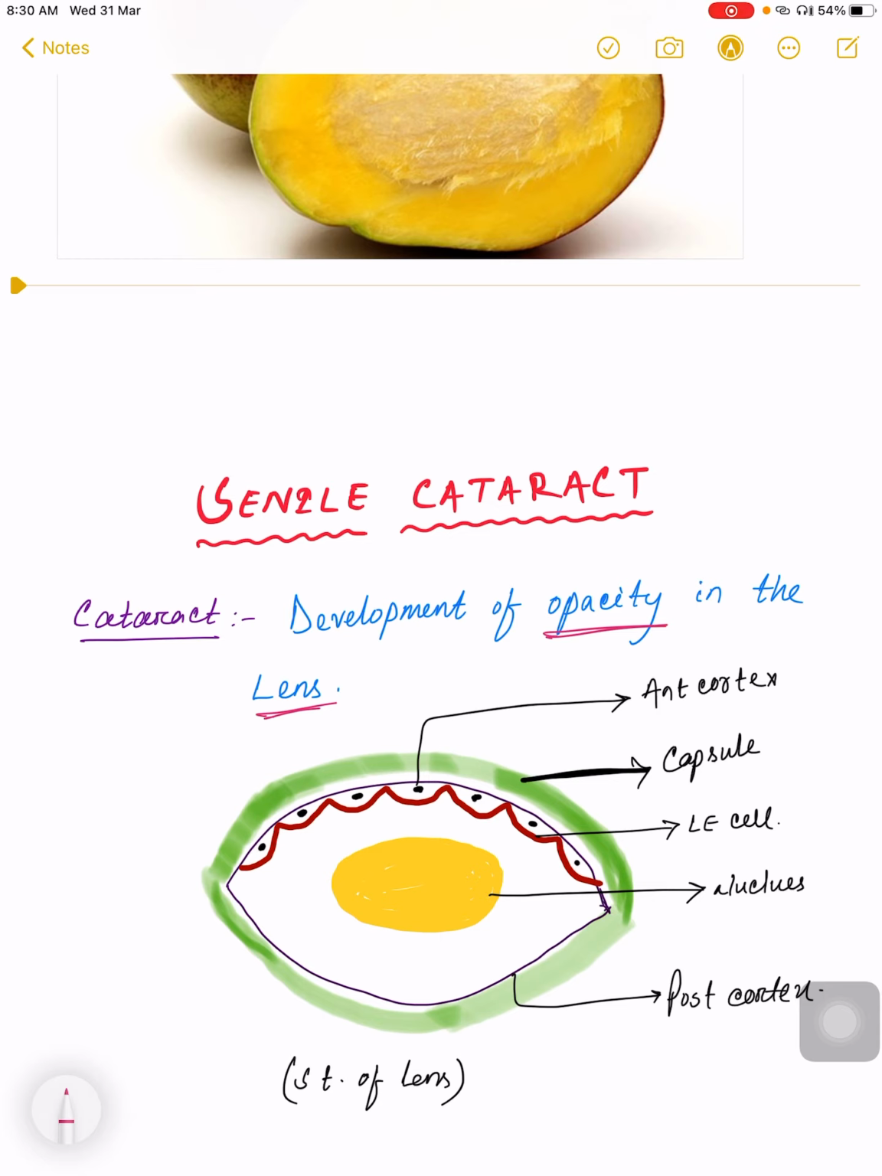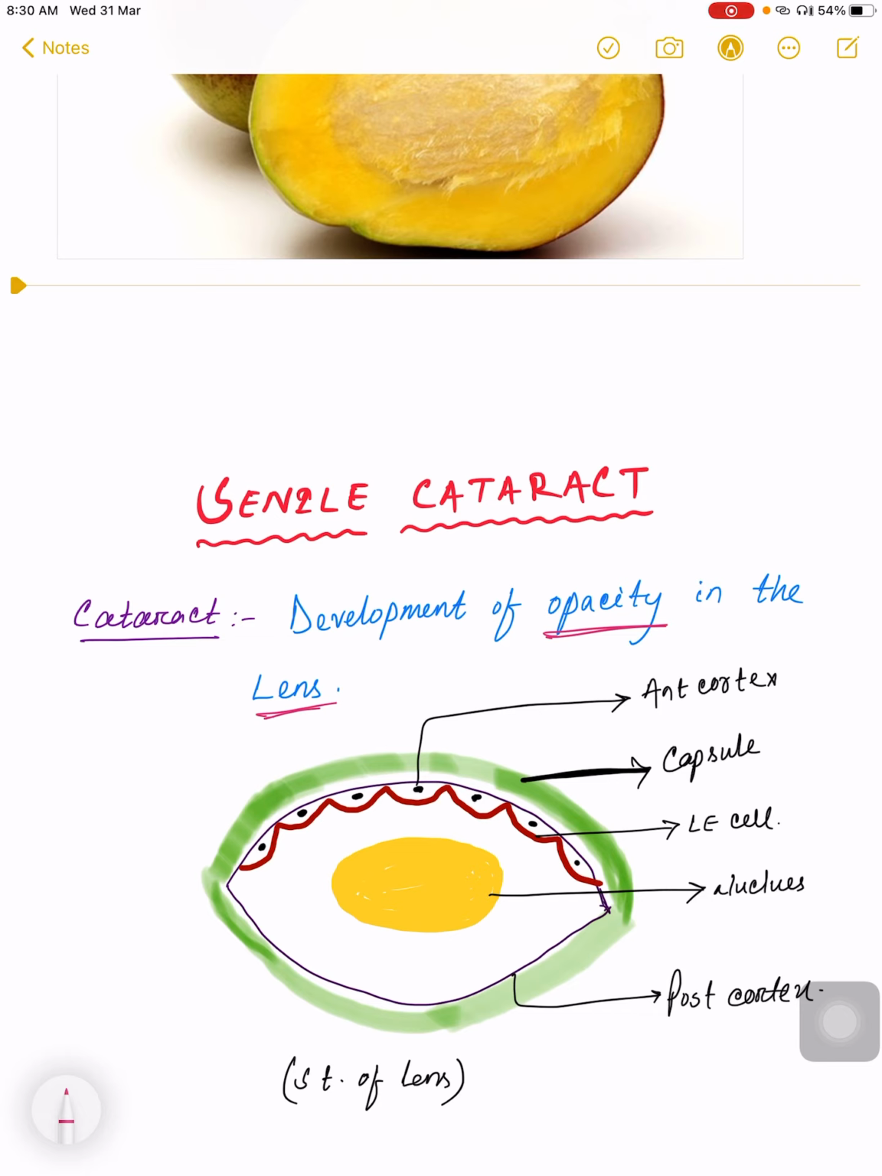The lens is a crystalline structure, which means it is made up of crystalline proteins. If these proteins are not formed properly due to some disease or due to increase in age, what happens? Proteins are the main elements of the lens. If proteins are not there, the lens will become denatured and opaque. The lens will be defective, so you cannot see. This is the cataract.